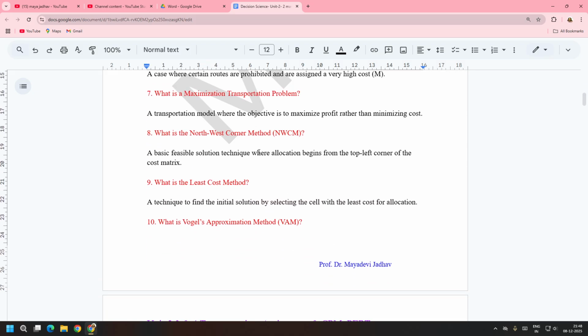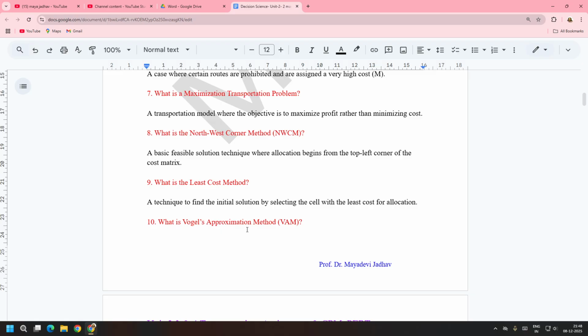What is northwest corner method (NWCM)? A basic feasible solution technique where allocation begins from the top left corner of the cost matrix. What is the least cost method? A technique to find the initial solution by selecting the cell with the least cost for allocation.